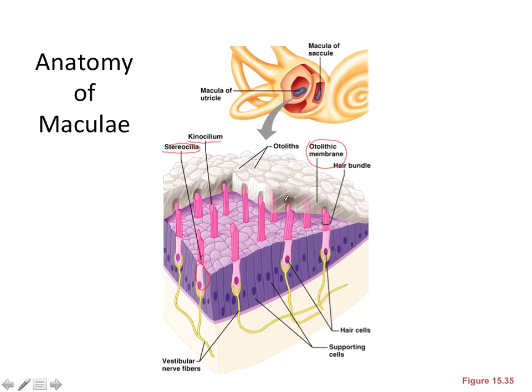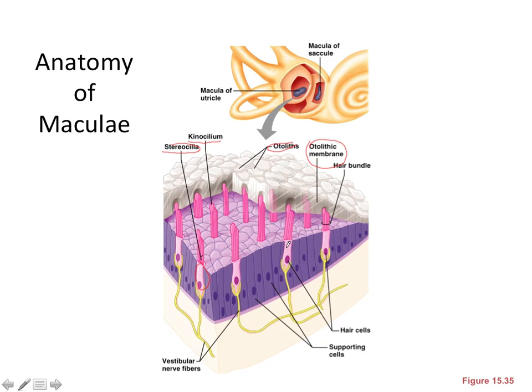However, on top of this jelly-like membrane, there is a layer of solid structure. This is called the otolith. The otolith is a crystal of calcium bicarbonate. Since it is crystal calcium bicarbonate, this means the otoliths are very heavy.